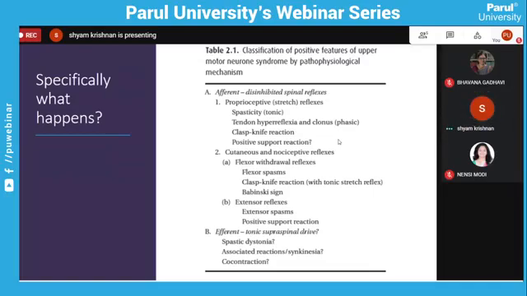So, this is the classification of positive features of upper motor neuron syndrome by pathophysiological mechanism. Afferent or disinhibited spinal reflexes, that is, proprioceptive reflexes, the stretch reflexes, will lead to spasticity and tendon hyperreflexia. If the pathology is disinhibition of spinal reflexes, the stretch reflexes are disinhibited. Then there is going to be spasticity, hyperreflexia when you do a tendon jerk, and clonus activity.